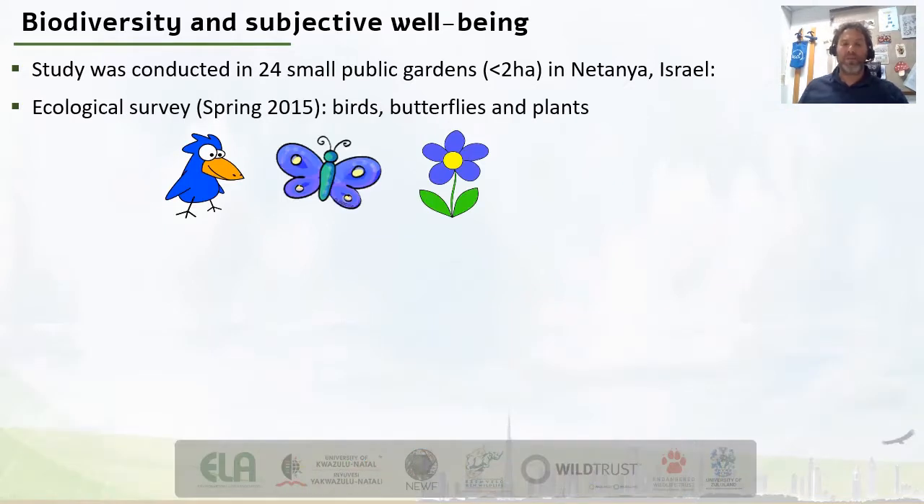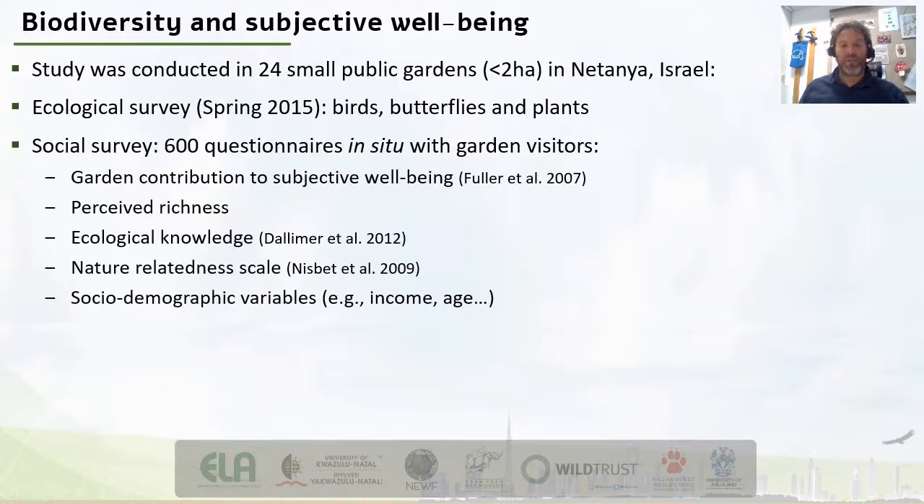We sampled birds, butterflies, and plants like people before us, and we ran 600 questionnaires in the gardens to collect the garden's contribution to subjective well-being, following Fuller et al., the perceived richness, so what richness people perceive it to have, and ecological knowledge. We gave people a picture of the 12 most common plants, butterflies, and bird species, and calculated their ecological knowledge. Then their emotional connection to nature. We used the nature relatedness scale to measure this important variable.